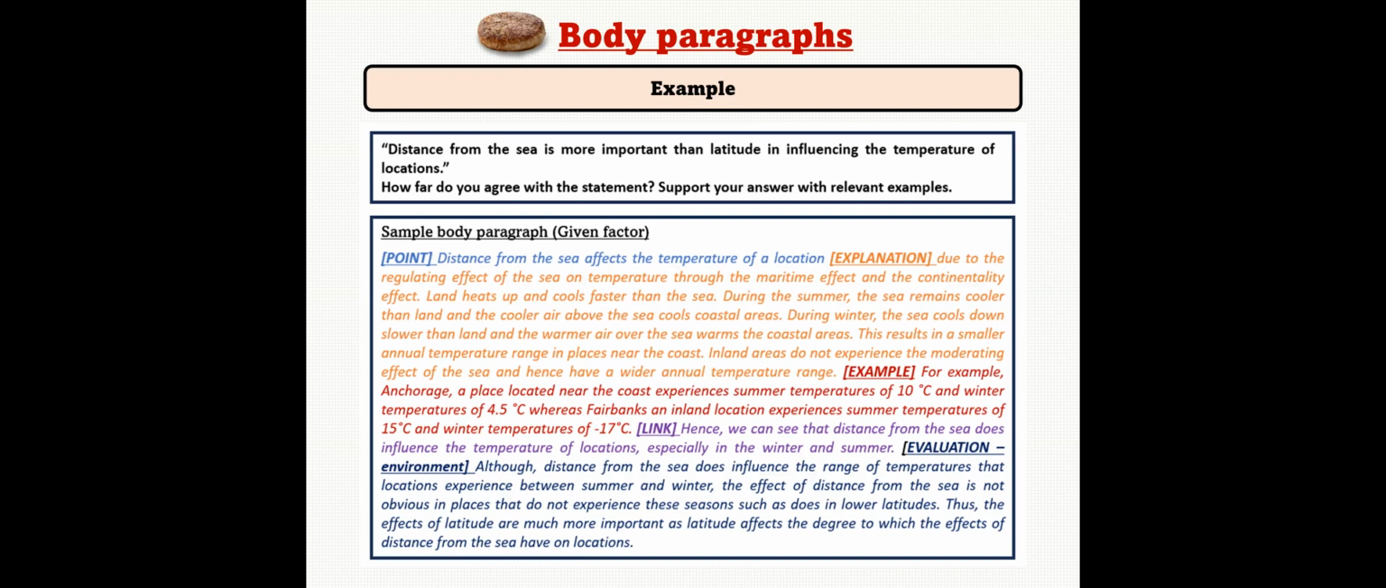So I'm trying to convince my readers that, let's say my overall stand is latitude is more important. I'm trying to convince the readers that, based on what I have written in my body paragraph, it seems that distance from the sea is not that important. So I'm trying to get the readers on my side. I'm trying to tell them that distance from the sea is not important, and they should read on and see my explanation on why latitude actually is the more important factor.